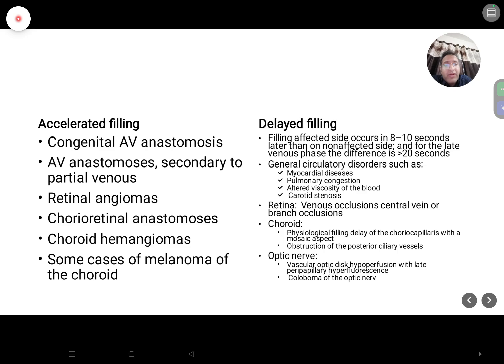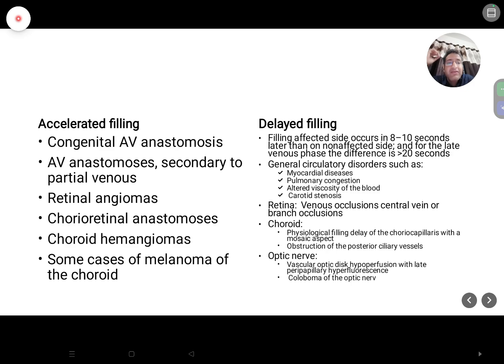But in some cases, it reaches the eye very fast. We call it accelerated filling, and this can be because of congenital AV anastomosis or secondary to some partial venous abnormalities. There can be a retinal angioma, a chorioretinal anastomosis, or a choroidal hemangioma, and in some cases, melanoma of the choroid can also cause accelerated filling of the eye.